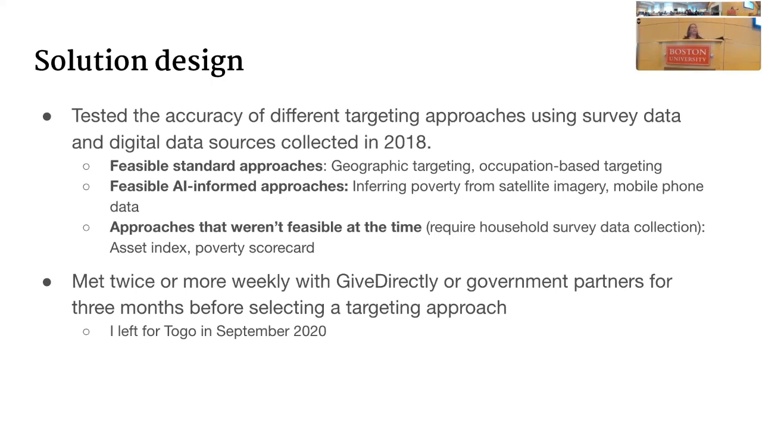And then we looked at what was our group's comparative advantage, what we've been researching for a while: AI-informed approaches based on satellite imagery and mobile phone data. So can we target everybody in a neighborhood using really high resolution estimates of poverty from satellite imagery, or can we target individuals based on poverty estimated from mobile phone use, based on mobile phone metadata provided by those two mobile network operators? We'll talk about that in a second. And then lastly, we compared to survey-based approaches the government couldn't really implement at the time.